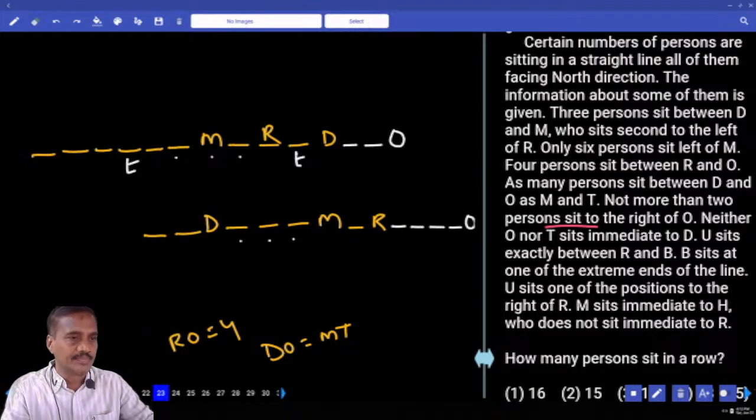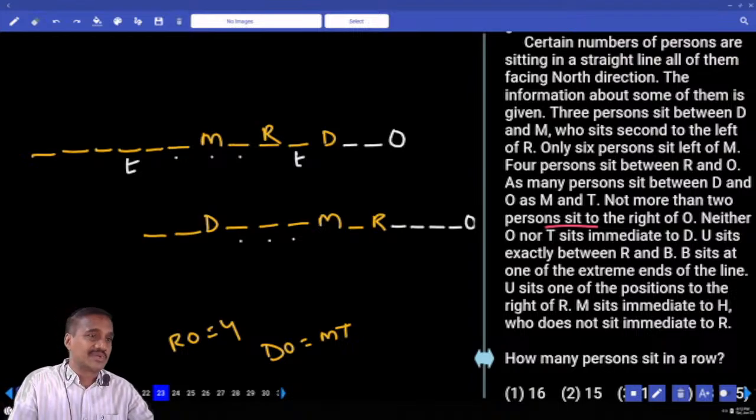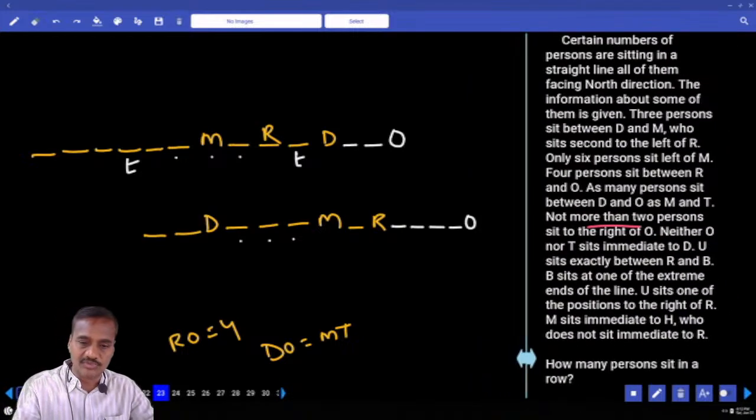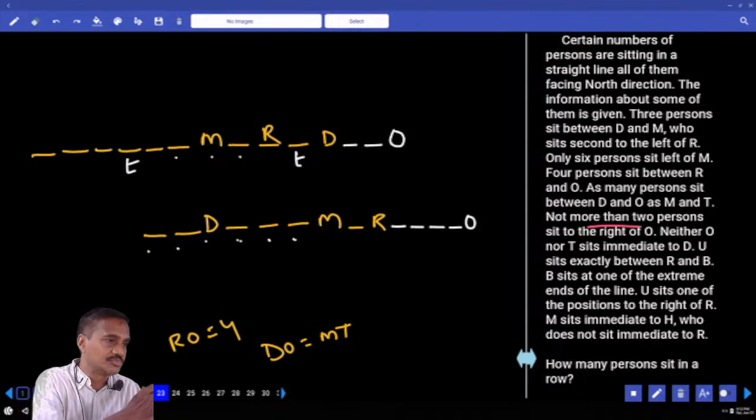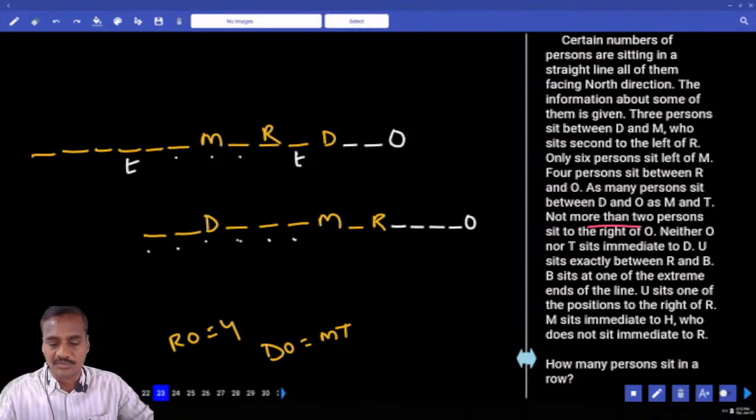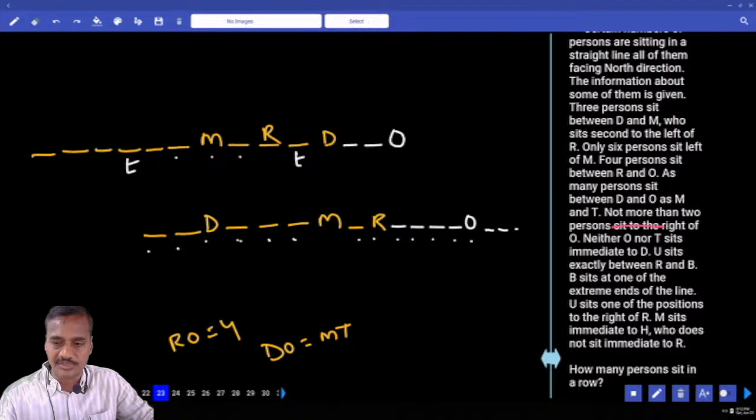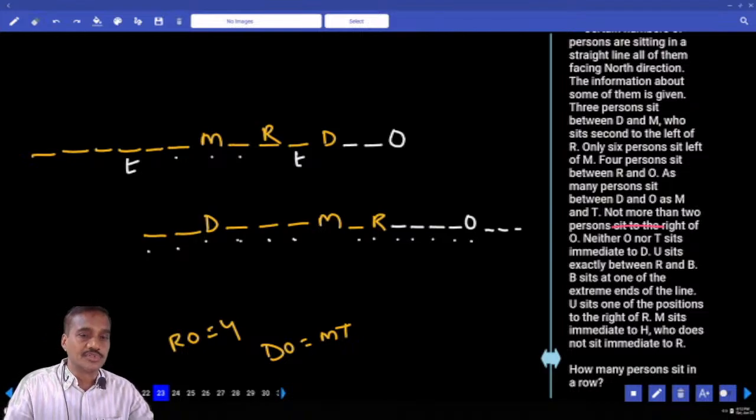And again, between M and O, D and O, how many are there? 1 2 3 4 5 6 7 8 9 10 persons. Then between M and T we need to have 10 persons. With 10 persons, 1 2 3 4 5 6, not possible. Then on the right-hand side, M and T 10: 1 2 3 4 5 6 7 8 9 and 10 persons. Is it possible? Not more than 2 to the right.